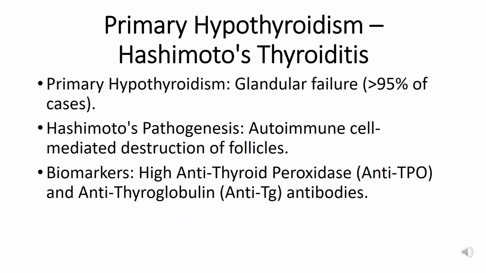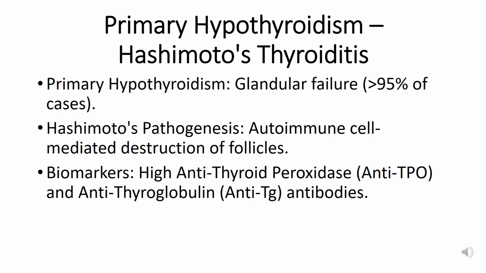Primary hypothyroidism is the most common form of hypothyroidism and accounts for more than 95% of all cases. In this condition, the problem originates within the thyroid gland itself. The gland becomes unable to produce sufficient amounts of thyroid hormones, even though the hypothalamus and pituitary gland continue sending signals to stimulate hormone production.